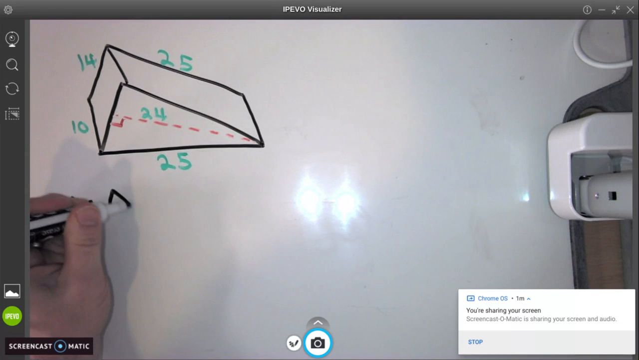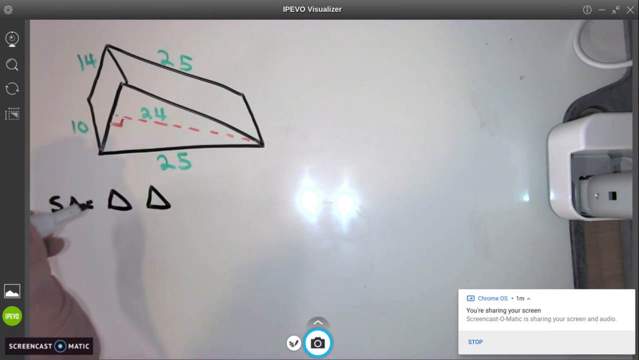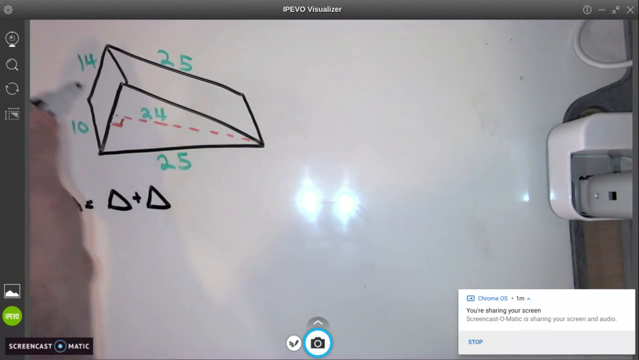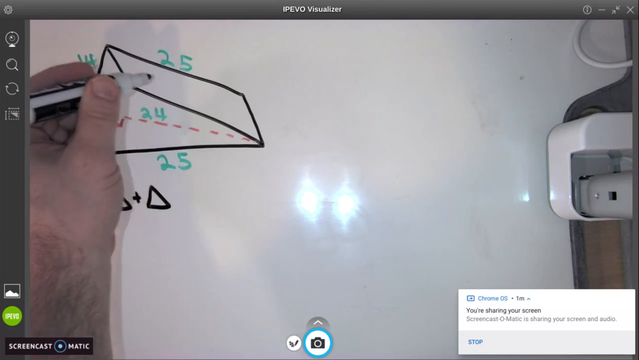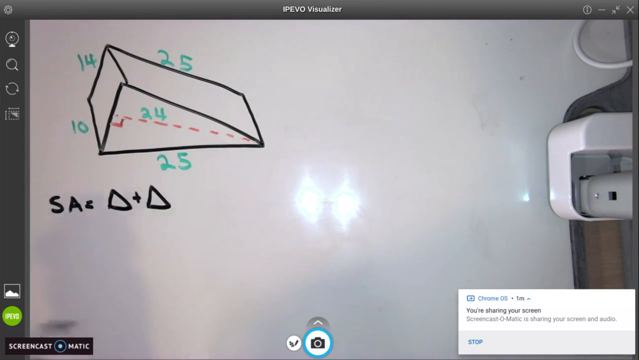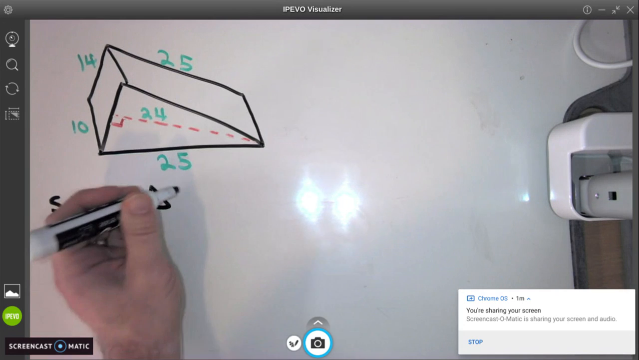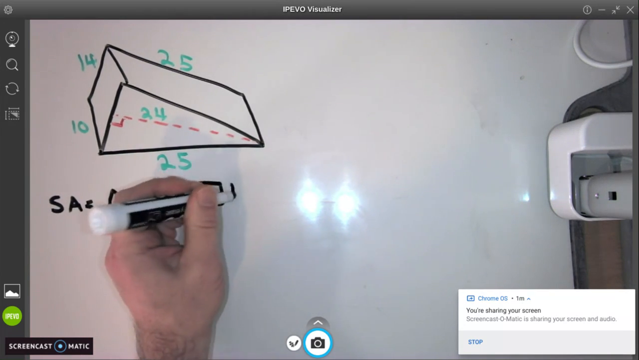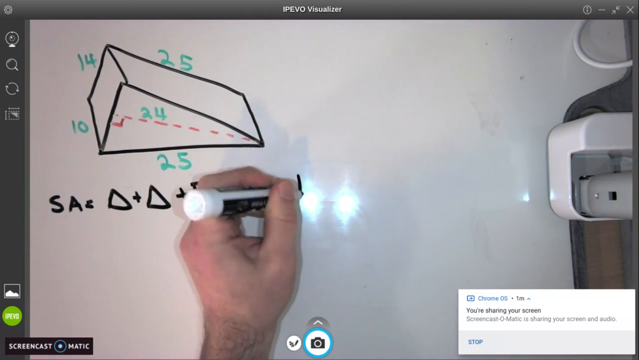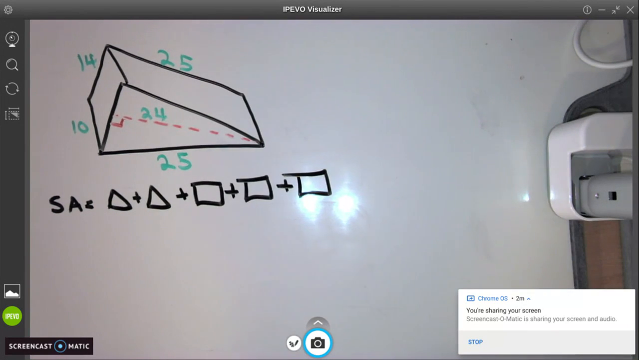So there are 2 triangles, and then there's 3 rectangles. Top, right here, 2 on the top, and there's 1 on the bottom, which may be difficult for some of you to see. So 1, 2, 3.